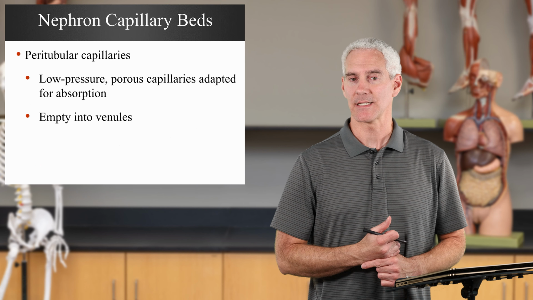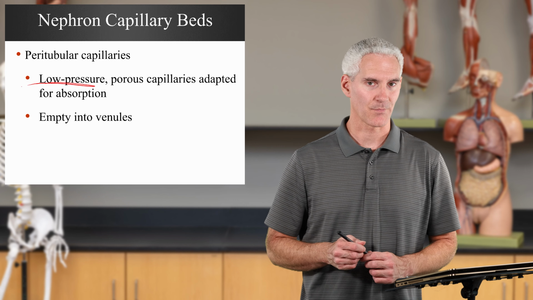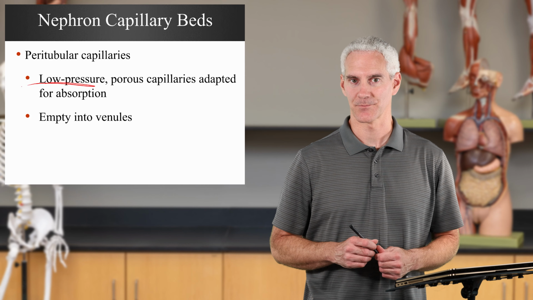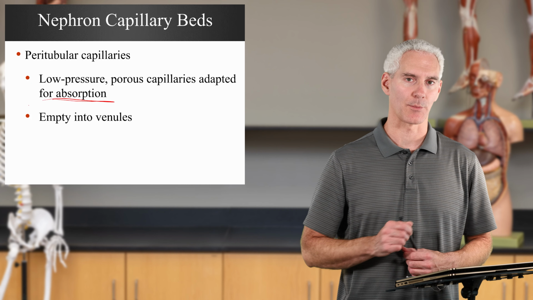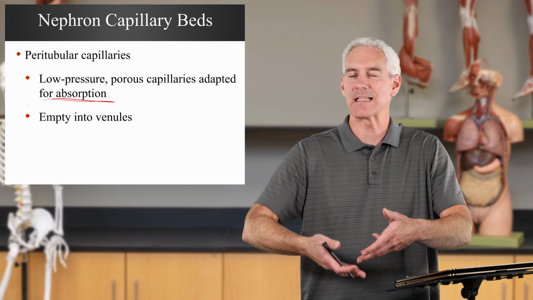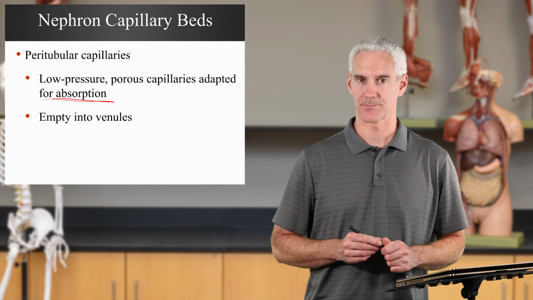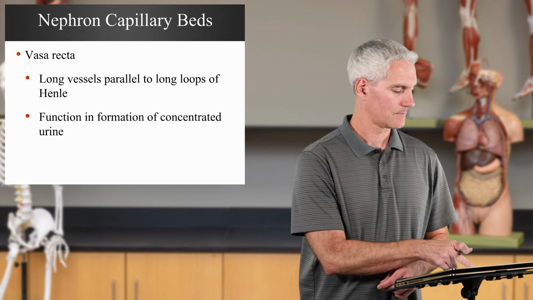Now, in contrast, the peritubular capillaries are low pressure. They're not meant to be pushing things out into the nephron. Their main goal is dealing with absorption. They're trying to bring things that leave the nephron back into the blood. So that's the peritubular capillaries.